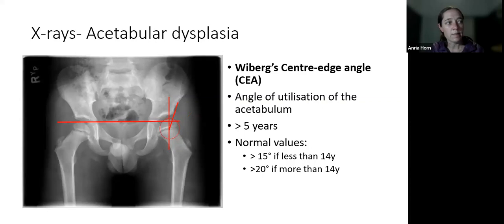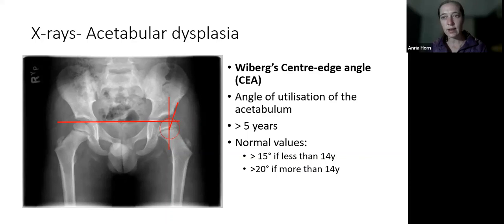So then there are some other measures. The center edge angle, which you can only use if you have a spherical femoral head. So if you have an unossified femoral head, you cannot see where the ball is. Therefore, you cannot find the middle of the ball. So this is a measurement that's used in older patients and adults. That's the center edge angle. And it basically measures how much of the acetabulum the femoral head is covering.